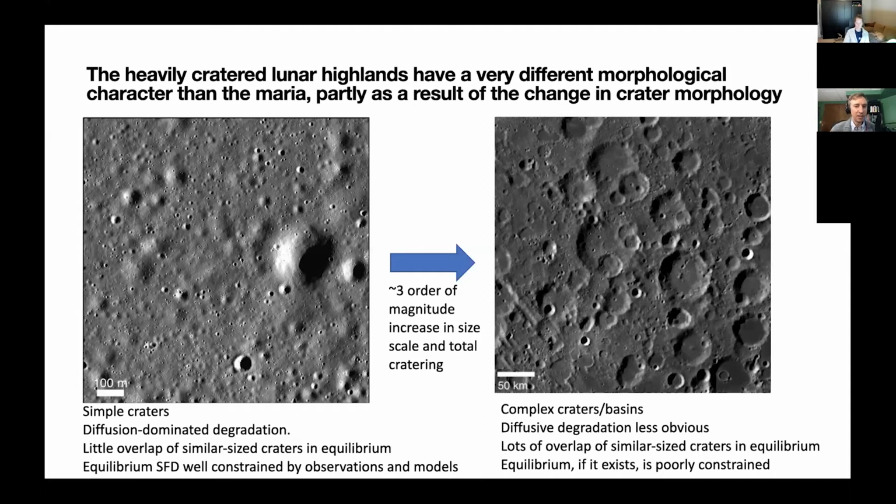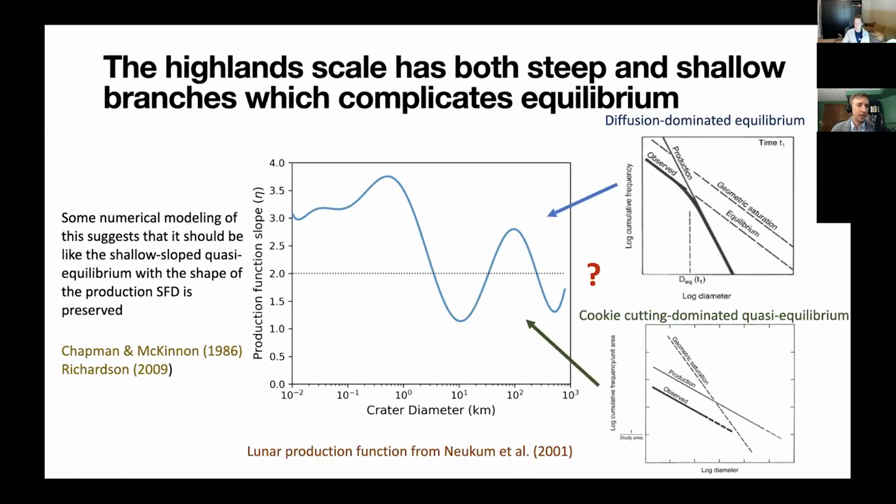You can see that there appears to be a lot more overlap, much less diffusion. There are other kinds of morphological features. And we don't really understand how equilibrium works at this scale, whether it's been a long controversy whether or not it's even equilibrium or not. I talked about the textbook example where you have a steep versus shallow size distribution, but the highlands are really neither. The slope of the production function, shown in this blue line here, goes from steep to shallow and steep again. It's kind of wavy.